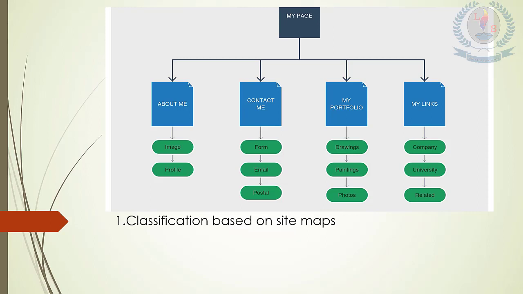There are so many arrows connected, and these arrows are known as hyperlinks. About me and then contact me, under that you have several arrows connected with each other, and my portfolio and my links are also connected. So these arrows are the hyperlinks, while these squares are known as the web pages. That is the first task you can do in order to manage your content: you can design a sitemap.